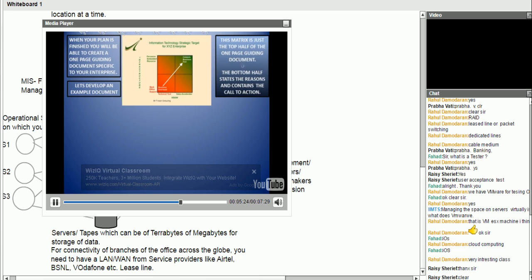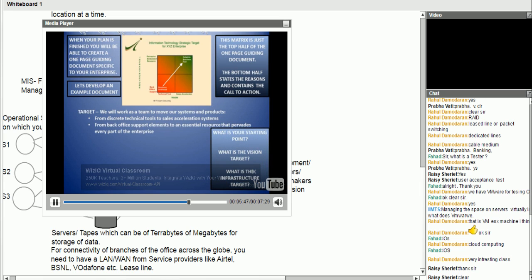In my book, I show you how to develop this matrix, which is just the top half of our one-page guiding document. The bottom half of the page is 3 short paragraphs of bullet points that guide the information team toward reaching the strategic target in the top right corner of this matrix. The first paragraph defines the strategic target result in 2 bullet points. The first bullet point defines the vision. In this case, the vision is to move the IT team from being a set of discrete technical tools to a sales acceleration system that generates more revenue.